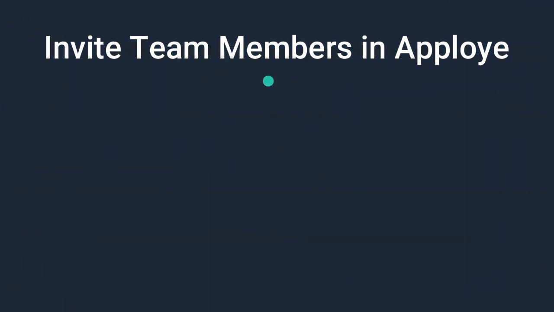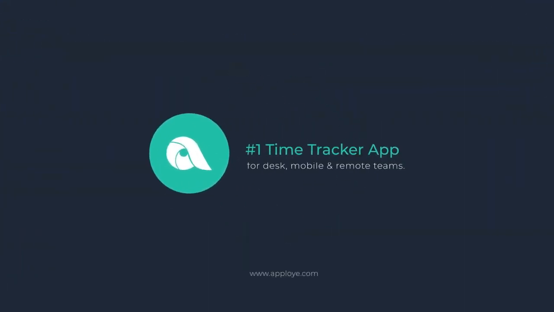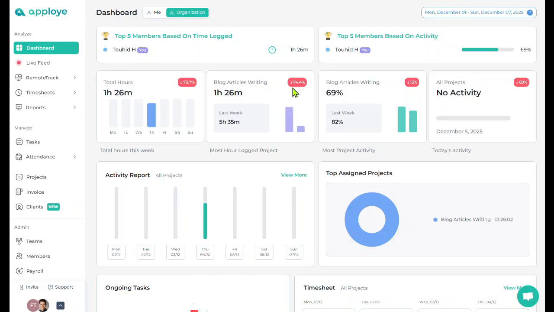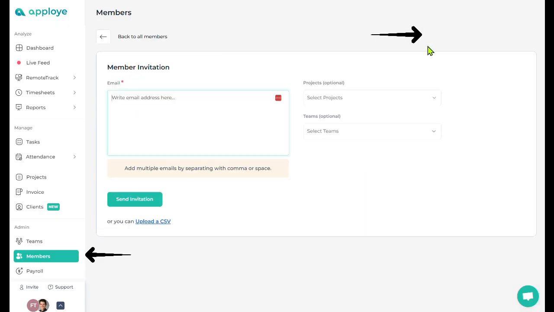In this tutorial, we'll guide you through the steps to invite new members to your organization using the Apploye platform. First, go to the Members section in the sidebar. Once there, click on the Invite Member button.